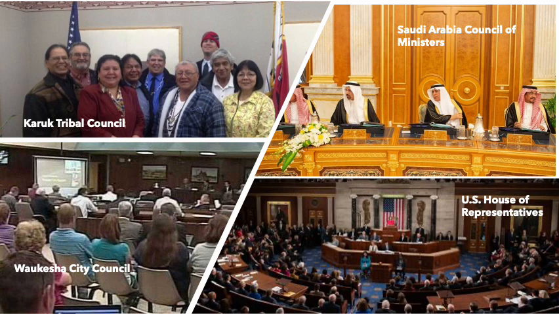But not all governments have to have three branches of government. We'll be talking about that later in the semester. Got the U.S. House of Representatives here, which is an example of a legislative branch and a part of that three branches of government. And up here we have Saudi Arabia Council of Ministers.